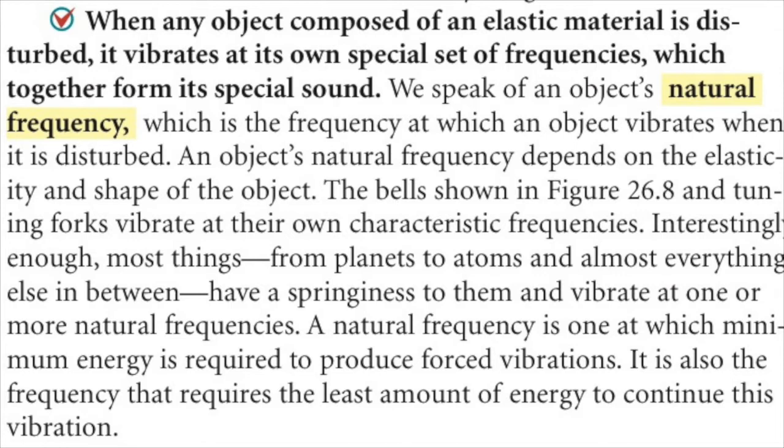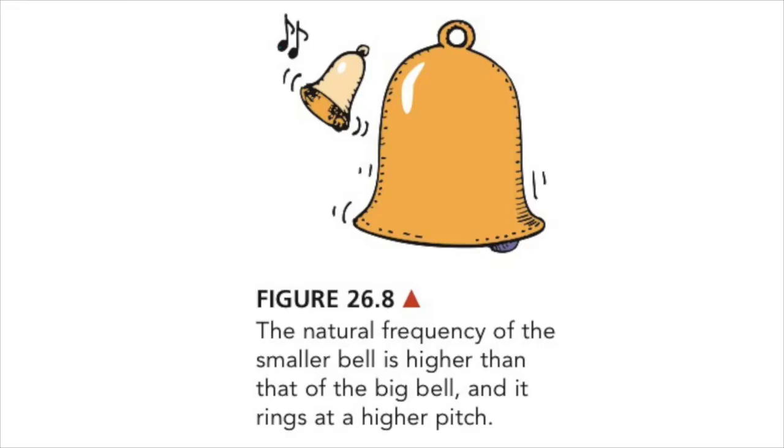We speak of an object's natural frequency, which is the frequency at which an object vibrates when it is disturbed. An object's natural frequency depends on the elasticity and shape of the object. The bells shown in figure 26.8 and tuning forks vibrate at their own characteristic frequencies. Interestingly enough, most things, from planets to atoms and almost everything in between, have a springiness to them and vibrate at one or more natural frequencies.